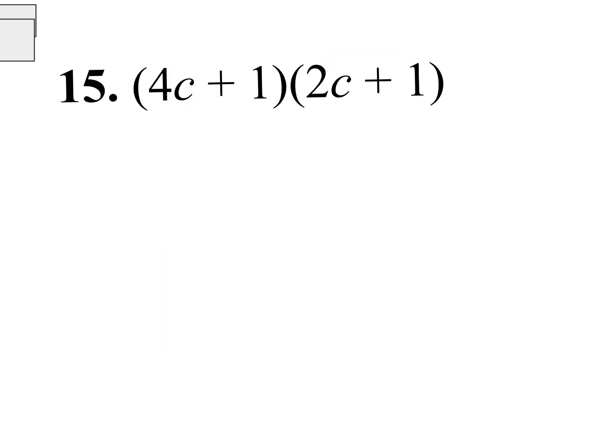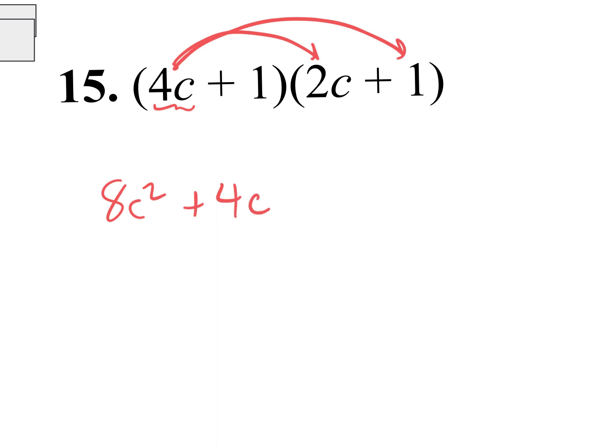Number 15, we have 4c that we're going to distribute. 4c times 2c. Well, 4 times 2 is what? 8. And then c times c is what? C squared. Okay? And now let's distribute 4c times 1. Oh, it's just 4c. Now we've distributed the 4c. Now let's ignore 4c and now distribute the 1. That is a positive 1. 1 times 2c is not going to change it. Stays 2c. 1 times 1 is not going to change it. It's going to stay 1.